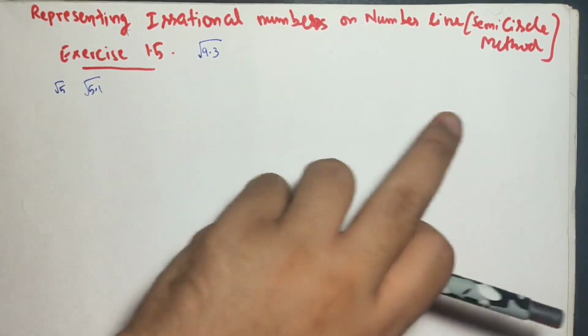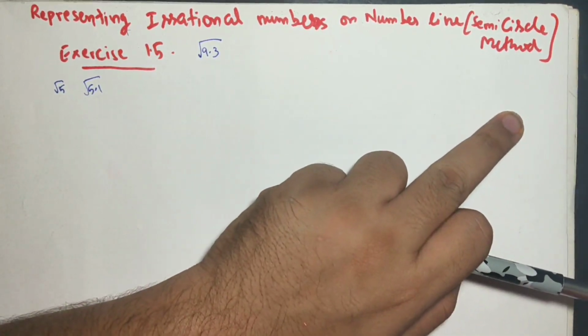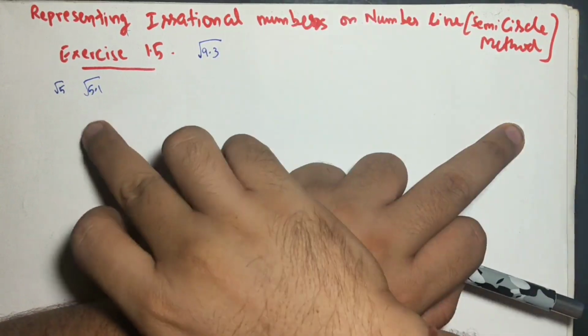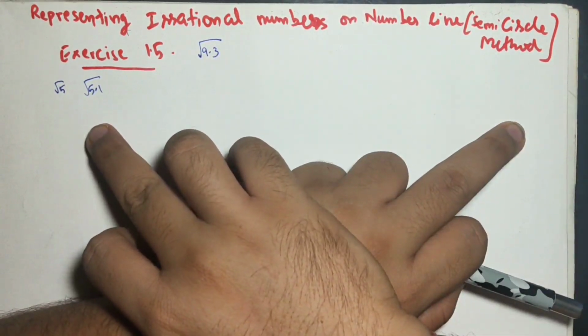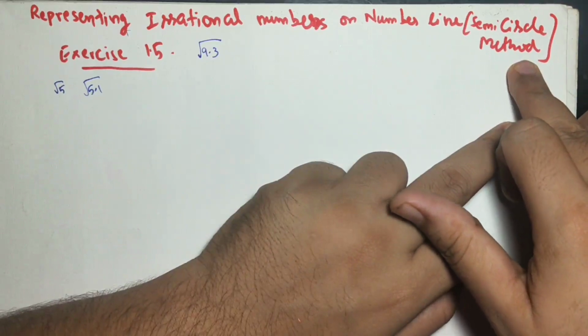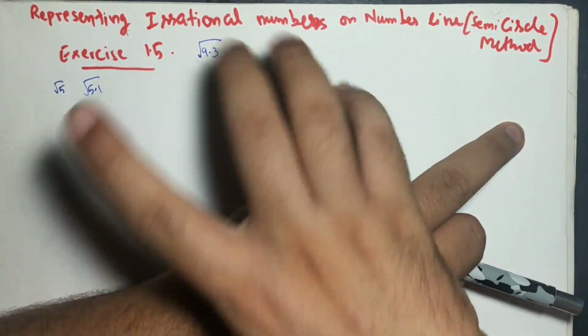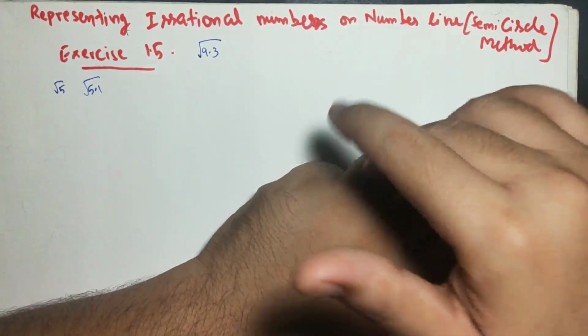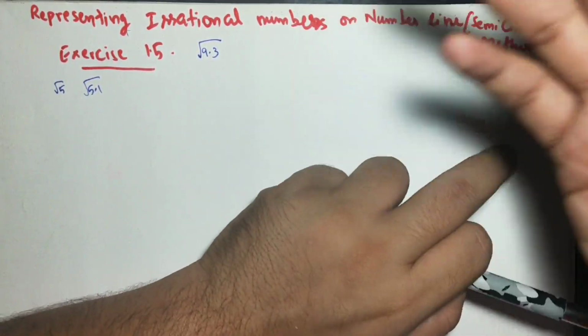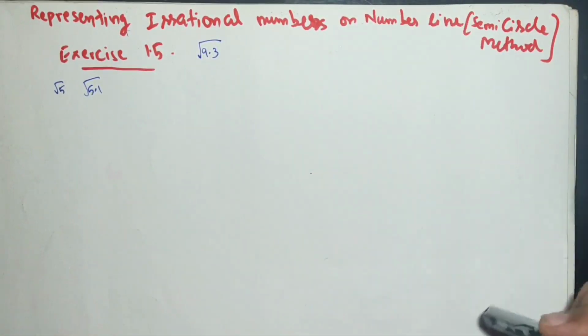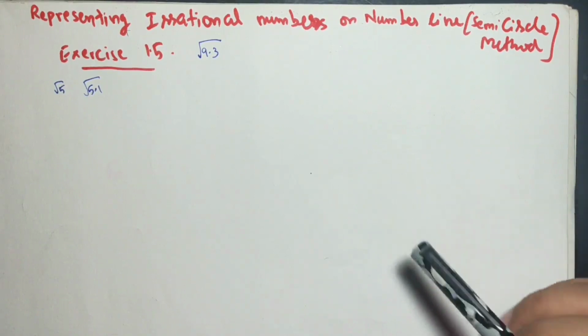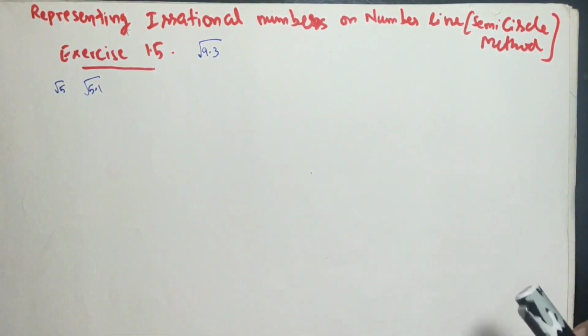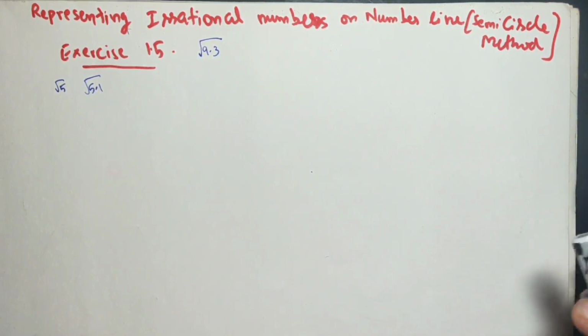Now this semicircle method can be opted for all numbers, meaning no doubt, even if the number is not a decimal, you can opt for this method. But the spiral method cannot be opted for decimal numbers. This method can be opted for both, decimal or normal numbers. So my first concern is, just go through the construction steps first. I will be explaining the construction steps only.